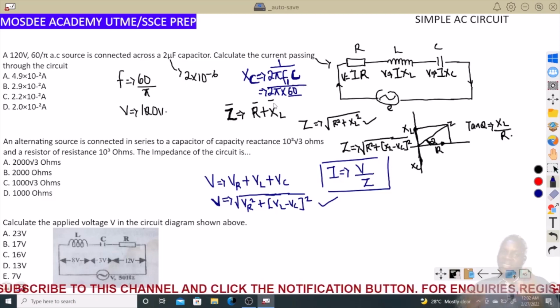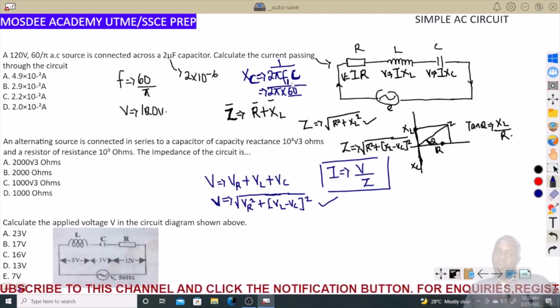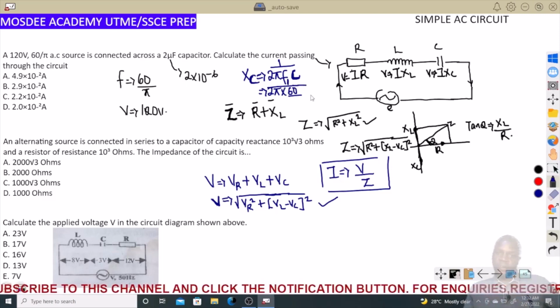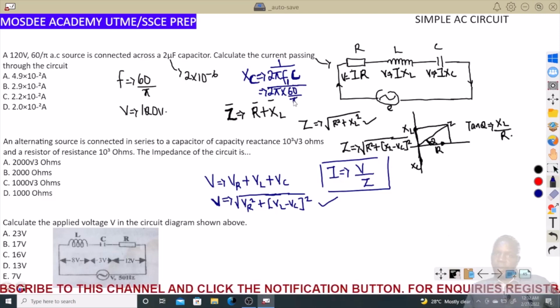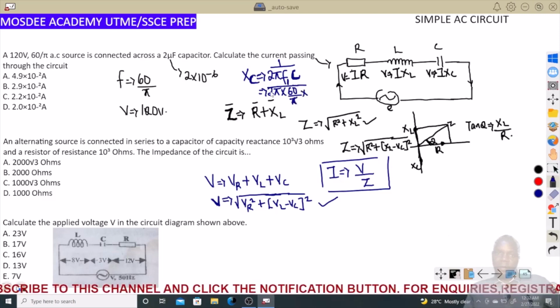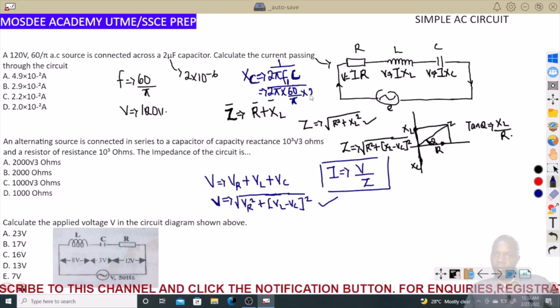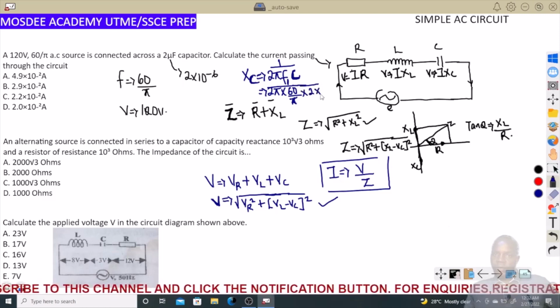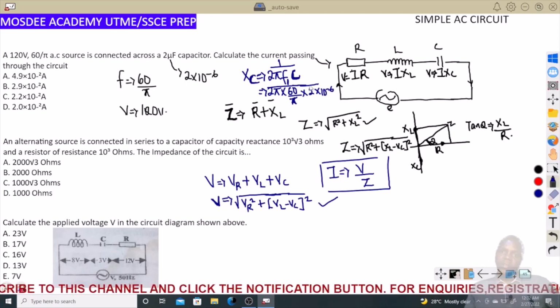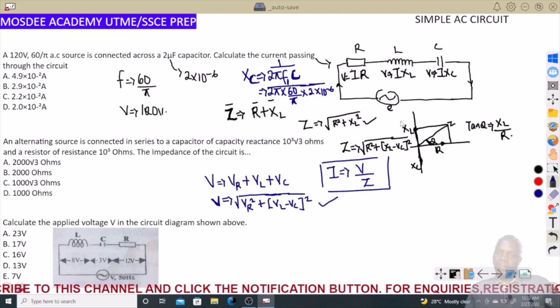Apologies, I'm managing the space. I'm sorry about that. So we have frequency 60 over pi. And this is 2 times 10 raised to power negative 6, right? So on simplification, pi gets cancelled out.